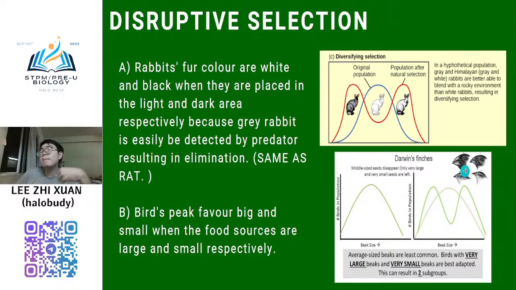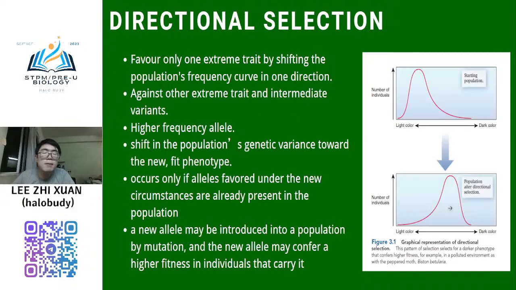Maybe the big-beaked bird survives in an environment where the food is normally larger, so it needs to choose a big beak. But the small-beaked bird maybe survives in an environment where the food is normally smaller, so it will choose the smaller one. So there is no average one. So this is the example.